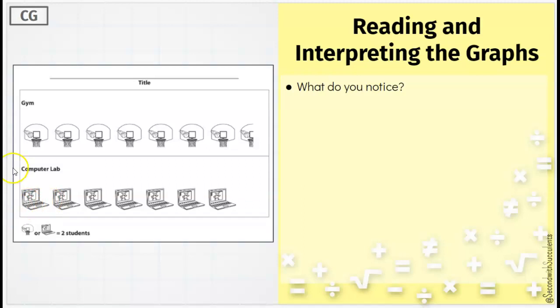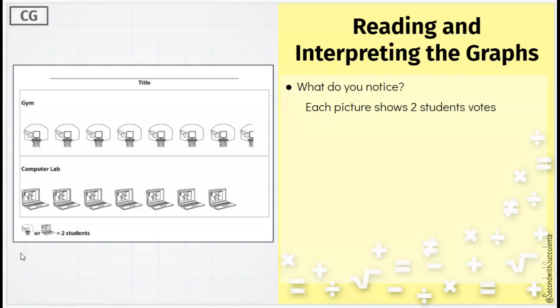You may also have noticed it says gym in our first row up here and computer lab in the row below. Show a connection if you notice these little pictures on the bottom. These pictures are pretty important. They're showing a basketball hoop and the computer, and it says equals 2 students. That's giving us some pretty important information. It's telling us that each picture shows 2 student votes.